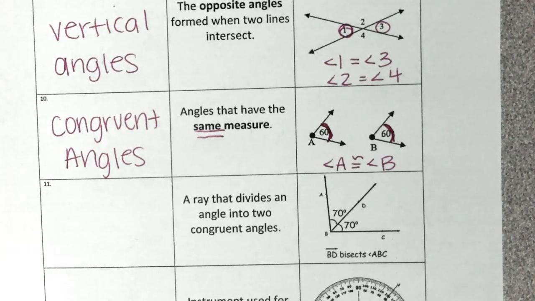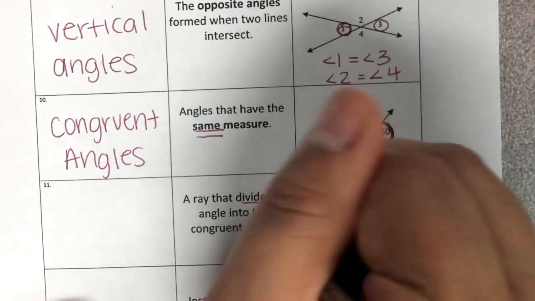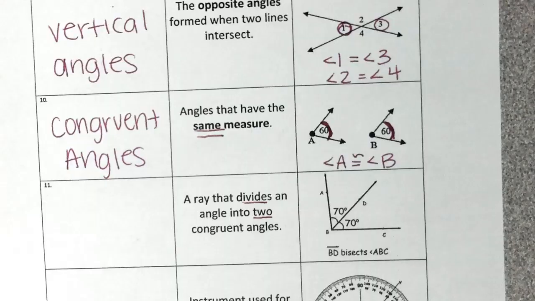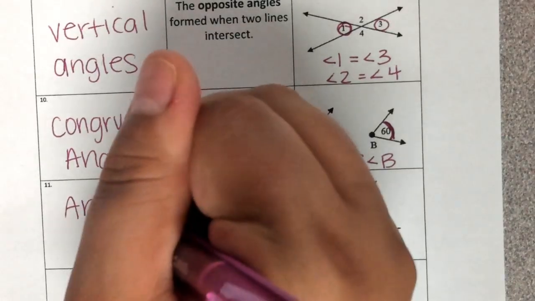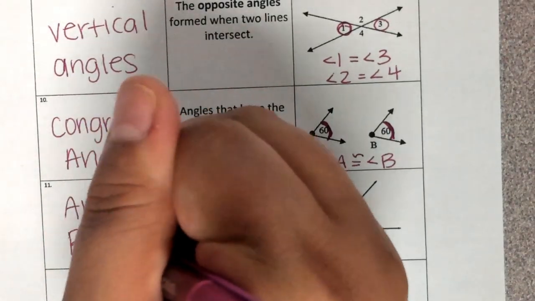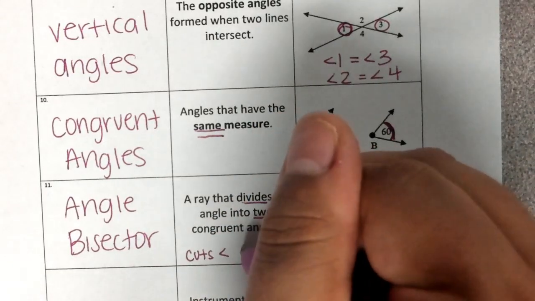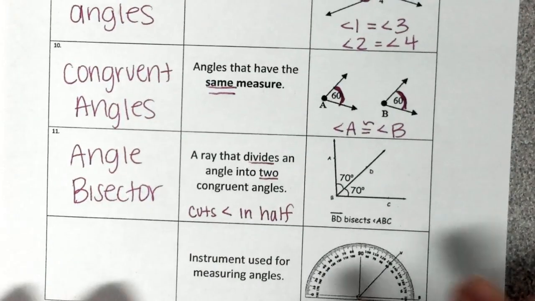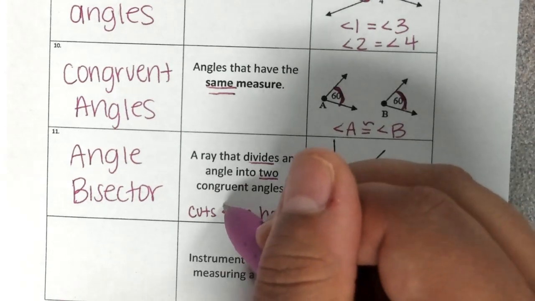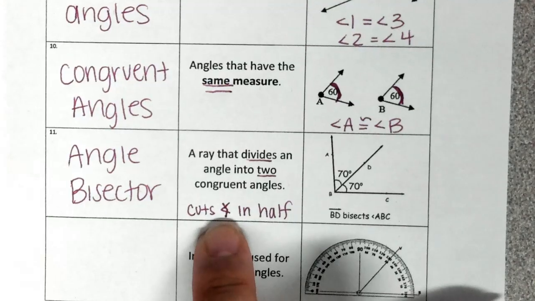Speaking of the same, what about a ray that divides angles into two congruent angles? If I cut something in half, what am I doing? So that is called an angle bisector. It cuts the angle in half. By the way, when I do an angle, you're going to see me do the little symbol like this. That symbol right there means angle.